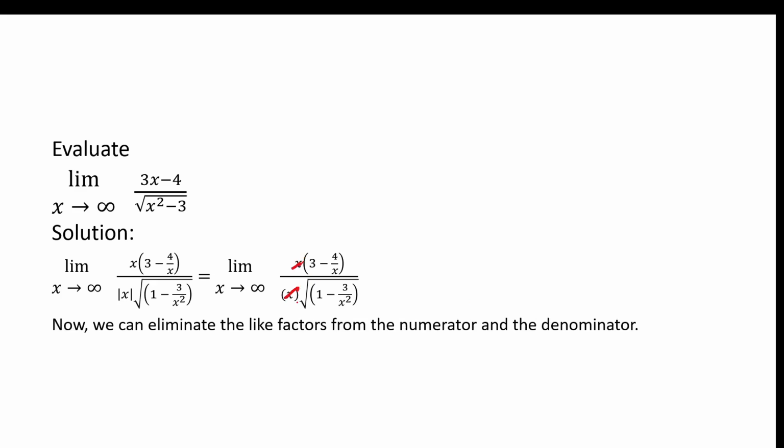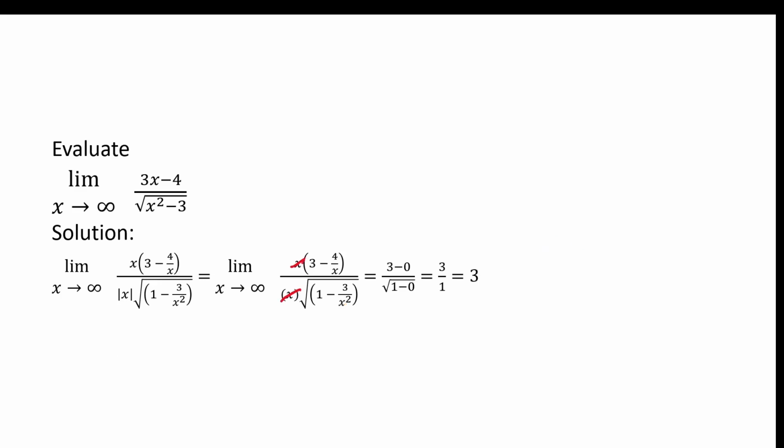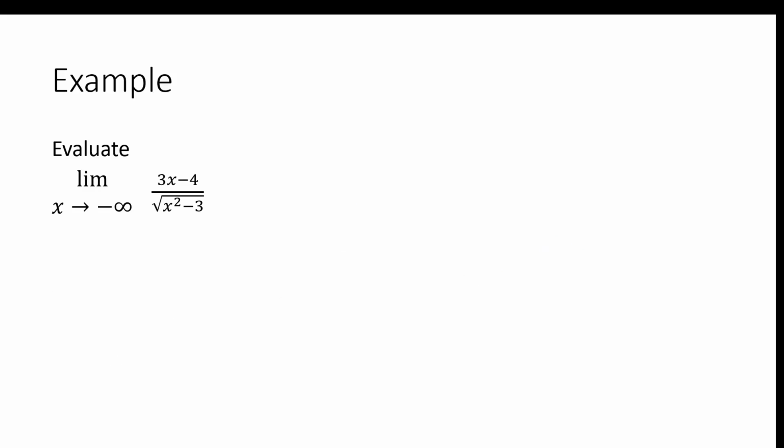And we can now say the limit of this term here is 0. The limit of that term there is 0. So basically we end up with 3 minus 0 over the square root of 1 minus 0. And the answer ends up equaling 3.